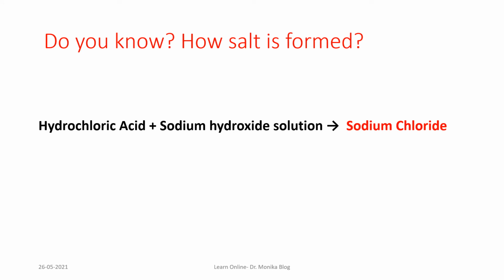Do you know how salt is formed? Salt is formed when HCl, that is hydrochloric acid, reacts with NaOH solution, that is sodium hydroxide solution. When these both react together, they will form NaCl, that is sodium chloride or salt. So this is how salt is formed.